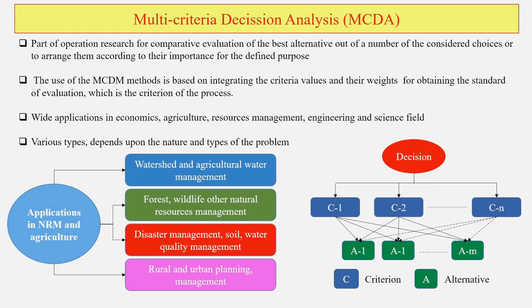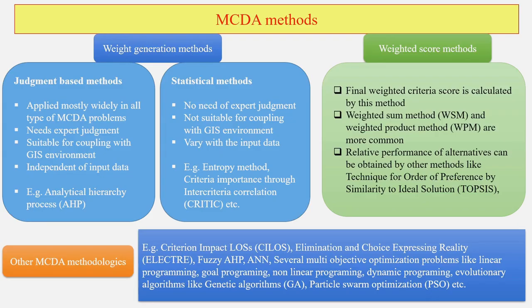Then we went into another very important topic, that is multiple criteria decision analysis and the uses of MCDA in agriculture for natural resource management. Now, MCDA can be used for various aspects which we discussed. If you recall, we talked about criteria versus alternatives, how you can choose the best alternative for a particular criterion, and there are various MCDA methods.